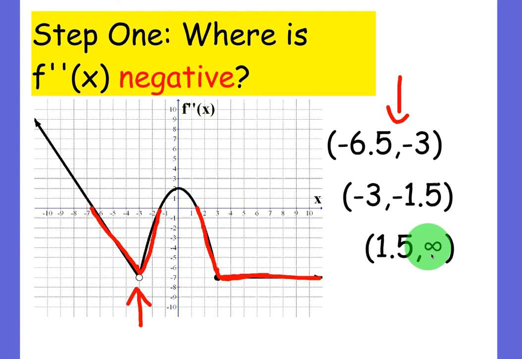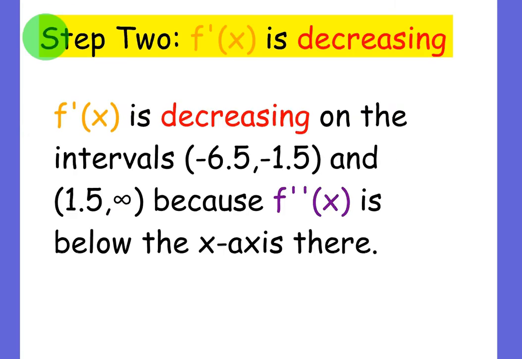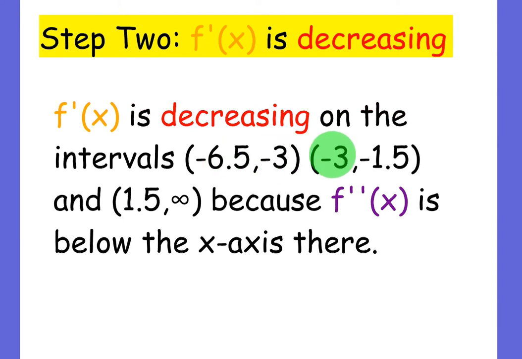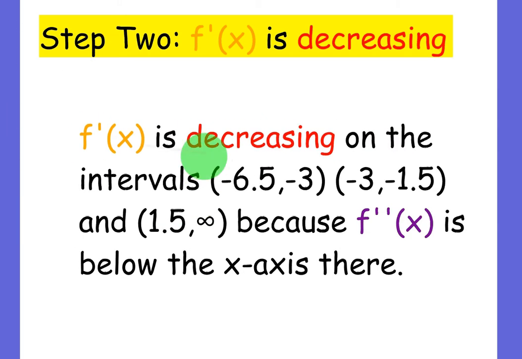So what does that mean about f prime? Well, that means it's going to be decreasing. And that's because the slopes of the tangent lines will be negative, and therefore f double prime, which is the derivative, will be negative, or below the x-axis. So f prime will be decreasing when the interval is negative 6.5 to negative 3, negative 3 to negative 1.5, and 1.5 to infinity. f prime of x will be decreasing on those intervals because f double prime of x is below the x-axis there.